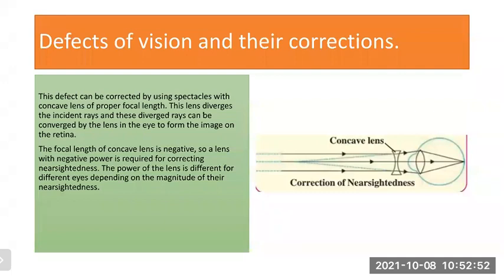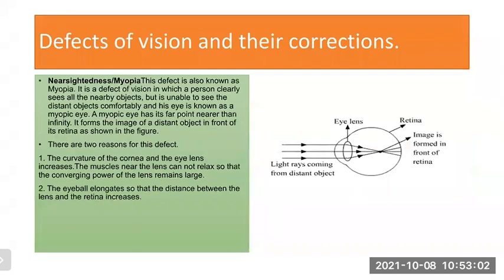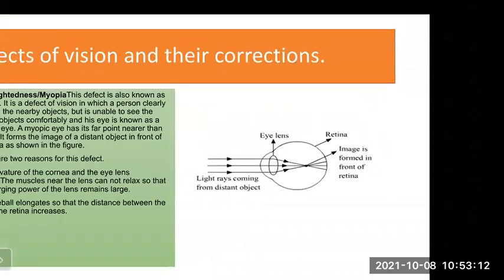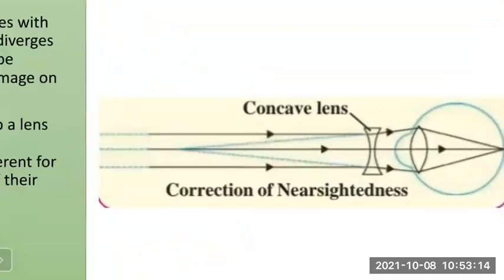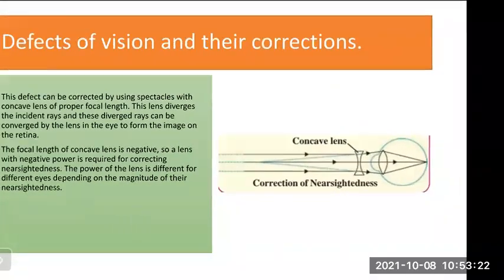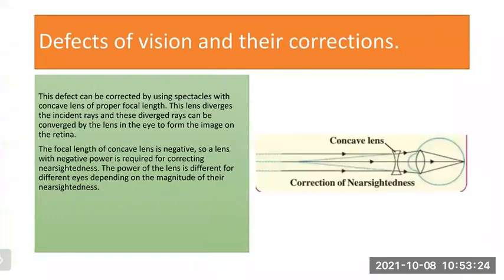Got it? Now you can see over here that the image is formed on the retina, whereas in this diagram you can see that the image is formed in front of the retina. So this is the defect over here. Once we place the concave lens in front of the eyes, the image is formed on the retina. Got it? So in this way we can correct this myopia.